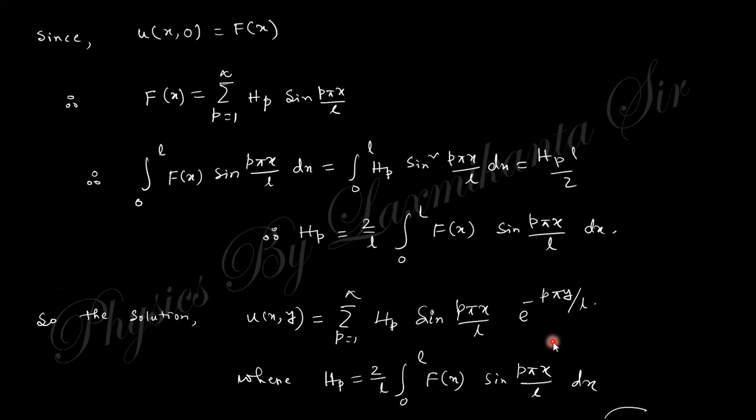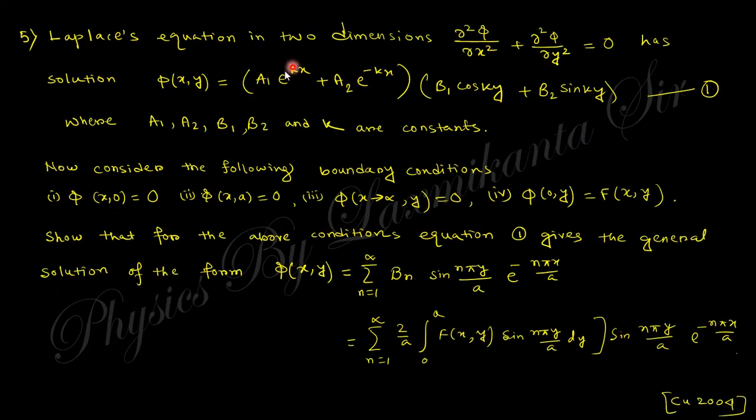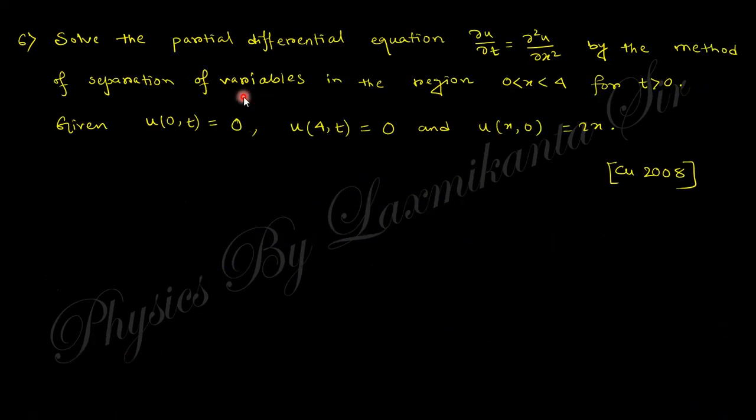If there is any doubt, you must comment in the comment box. Okay, so this is your homework. Do this yourself to practice how you can solve this partial differential equation. And this is 1, 2, 3, 4 questions, and this is the fifth question. This is an important question which we actually discussed in another form, but you can solve this question. Calcutta University 2004, this question was asked, and this is question number 6. So I think you can solve question 6 up to this assignment. If there is any doubt, you must comment in the comment box.